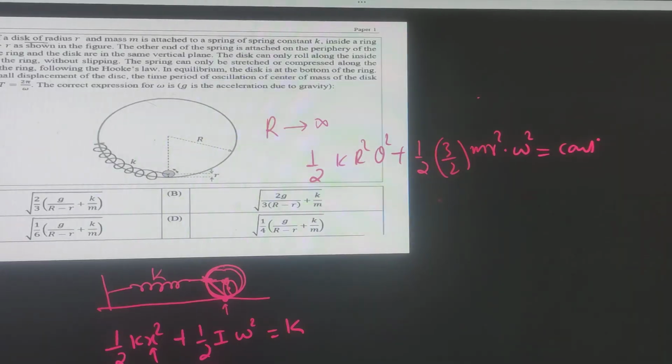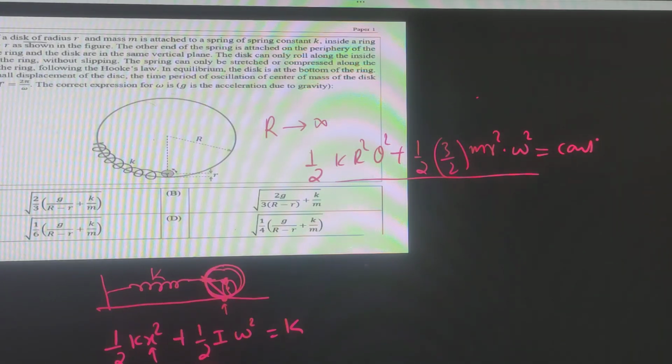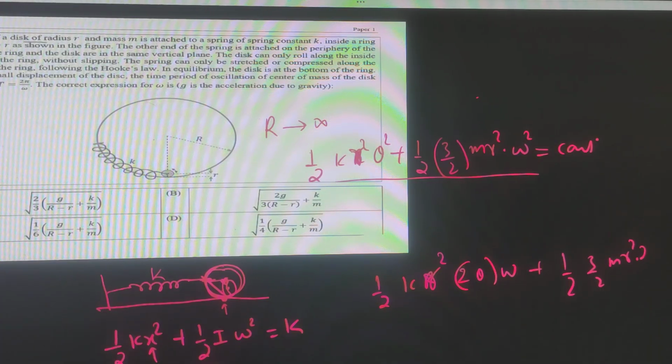So from here you can see that if I differentiate this equation, that is basically half k into r square, where this r is my radius, small r, it is not capital R. So half r square, r is constant, the derivative of theta square is 2 theta into omega, plus half 3 by 2 mr square into 2 omega into alpha equal to 0.